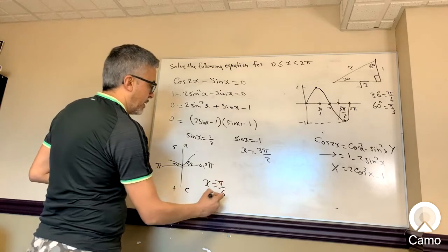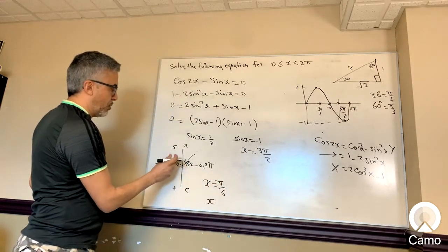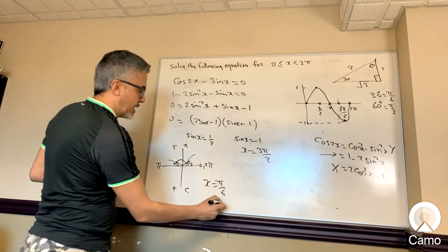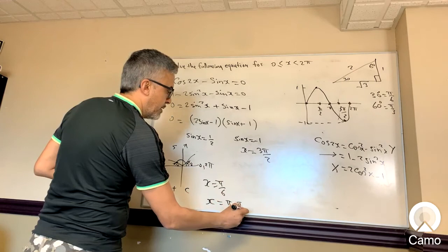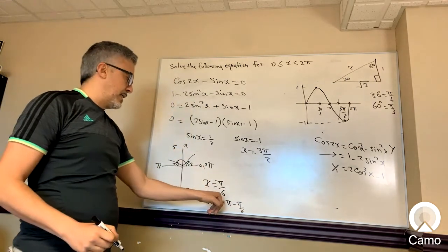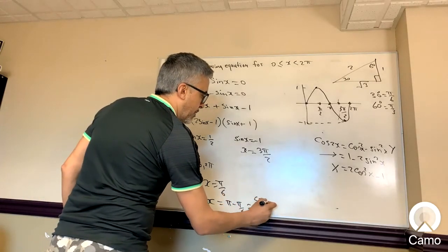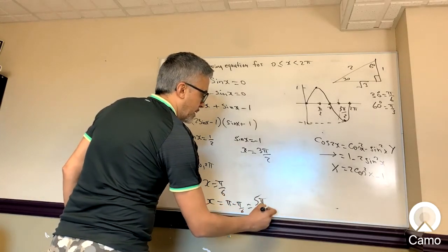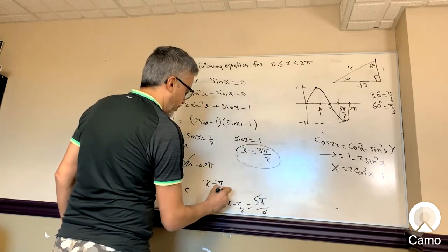The other one will be x. So you have to go all the way to here, which means you go all the way to pi and take away pi over 6. Pi minus pi over 6. That's the same as 6 pi over 6 minus pi over 6, which gives you 5 pi over 6. And therefore, here are my answers for this question.